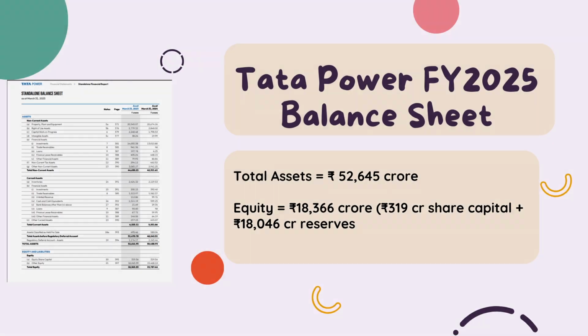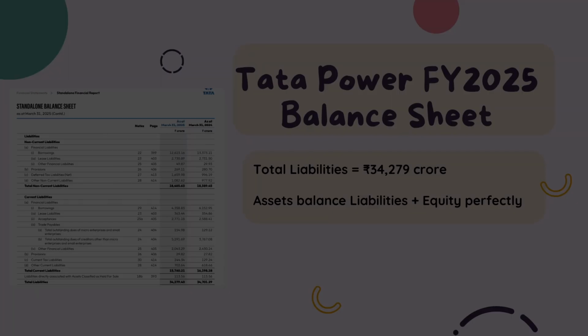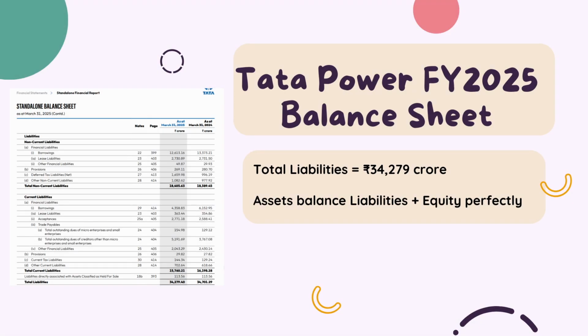Here's Tata Power's actual balance sheet snapshot. Total assets of 52,645 crore rupees, with shareholders' equity of 18,366 crore rupees. This gives you a real sense of the scale we're talking about.